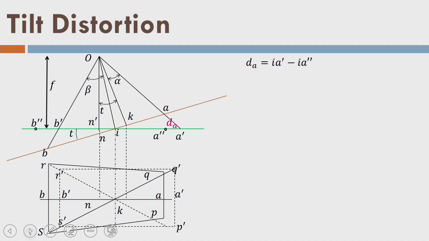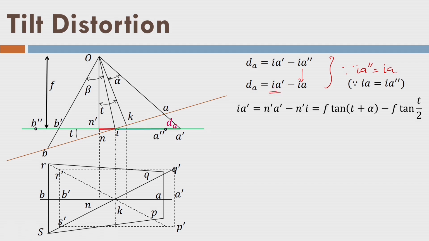So, I can write it like this. I can also write it like this. You can see here that IA dash is equal to this one. You can see here IA dash is equal to N dash A dash minus N dash I, and I can write it F tangent (t plus alpha) minus F tangent t by 2. I determined this quantity. Now, I want to find out this quantity IA.